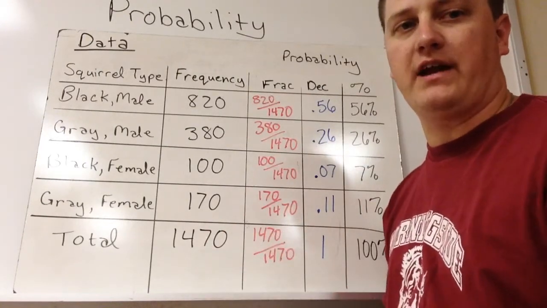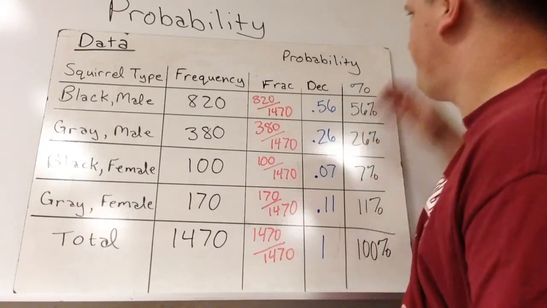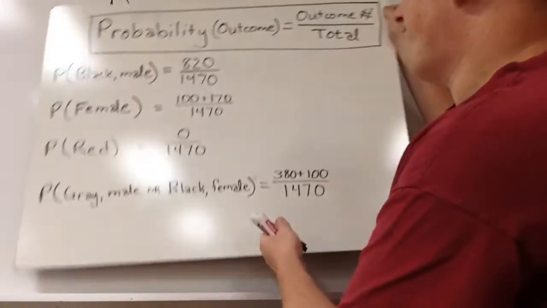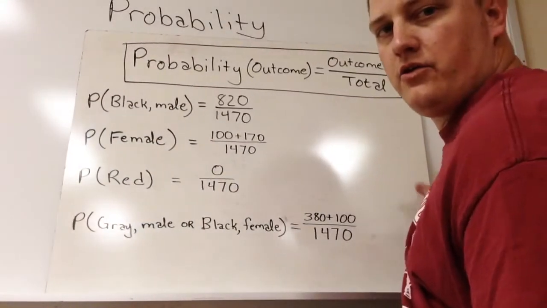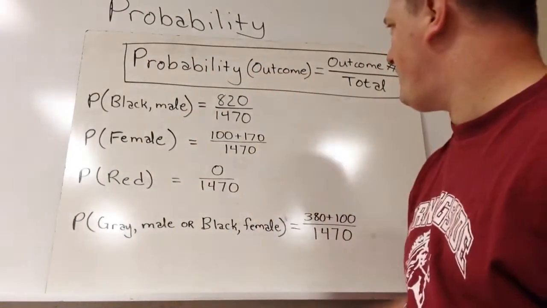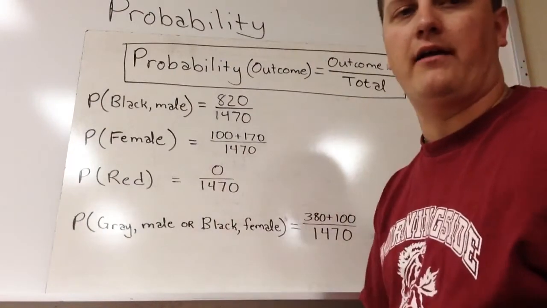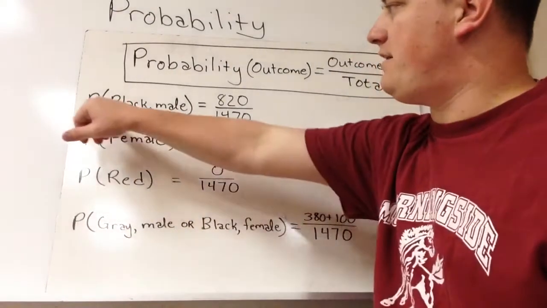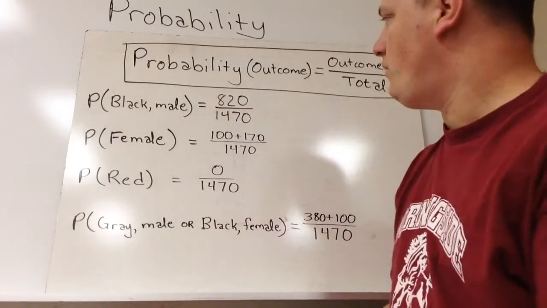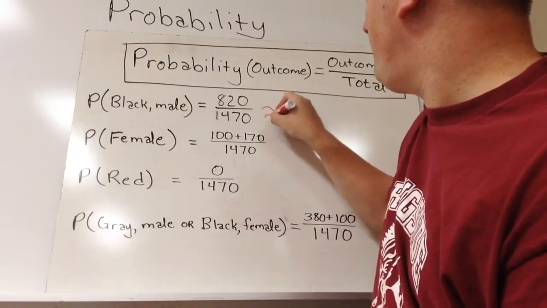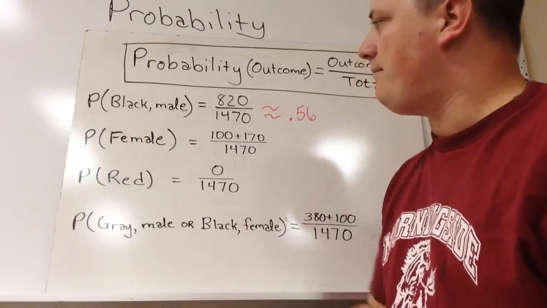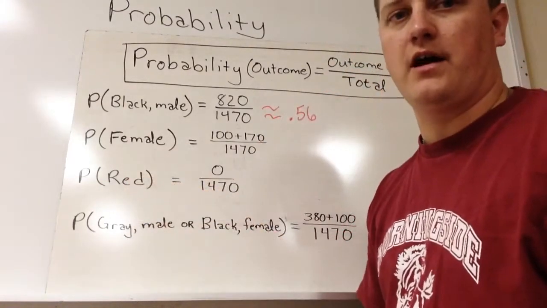With this data, we can also figure out some other probabilities. So sometimes with probability, we'll write out probability and then we put the outcome in parentheses and then equals, and we create our fraction and everything. So what I have here is probability of a black male. Well, that's 820 over 1470, which we already figured out was about 0.56. I'm just going to stop with the decimal right now.